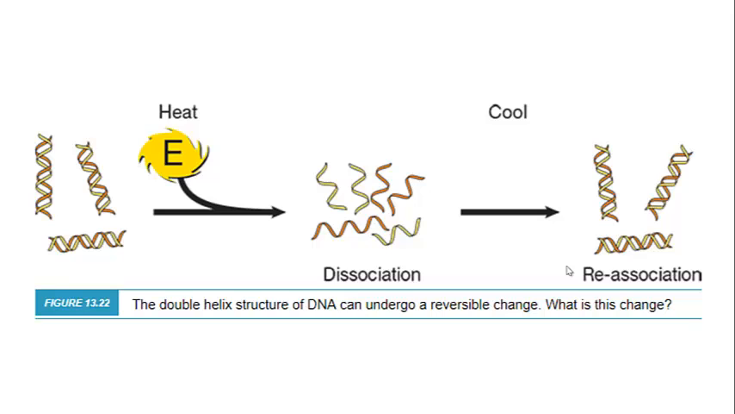So this is a picture of what that kind of looks like. On the left-hand side, you've got all of your double helical DNA. We put in some heat and energy. They dissociate, they cool, and then they reassociate because the little bonds in here are reforming again.